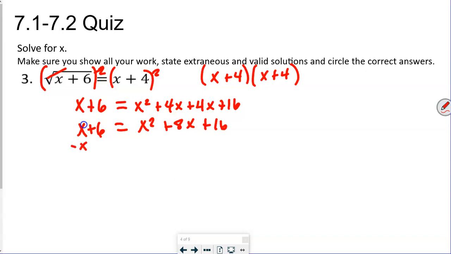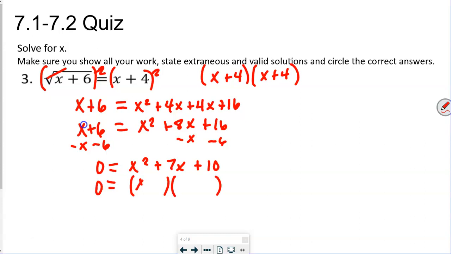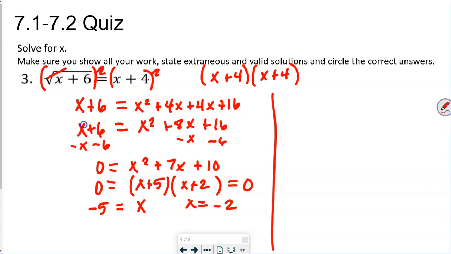So now we're going to subtract this x, and we're going to subtract this 6. That's going to leave us 0 over here, and x squared plus 7x plus 10, right, y'all? Okay, so now we're asking ourselves, what are the factors of 10 that add up to be 7, right? So this is going to be x plus 5 and x plus 2. Remember, we're going to set each of these equal to 0. So this is going to be x equals negative 5, and this is going to be x equals negative 2. Now remember, we have to put these back in to check them, okay? So that's what we're going to do next.